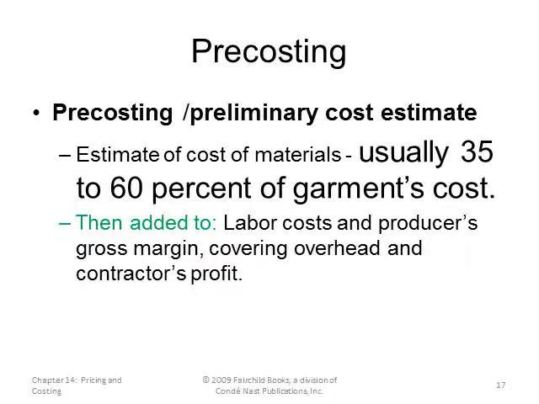The first phase, pre-costing, is also known as the preliminary cost estimate. The estimate of cost of materials is usually 35 to 60% of a total garment's cost. And then added to that are the labor costs, the producer's gross margin, also covering for overhead and the contractor's profit.